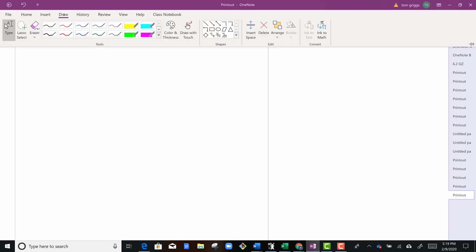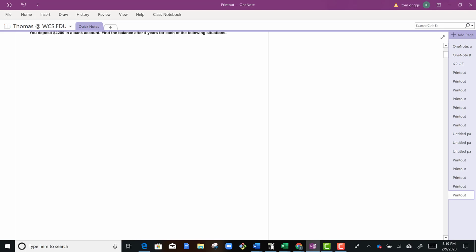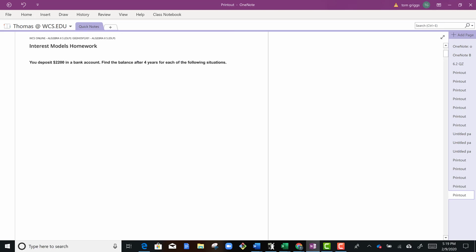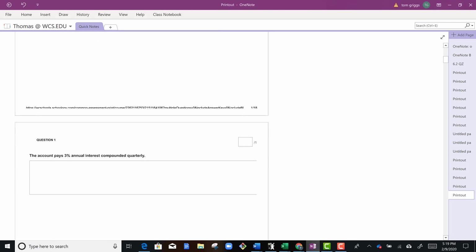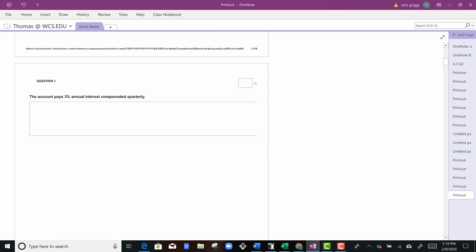All right, so I'm going to go through a few of these problems. The first one, you deposit $2,200 in a bank account. Find the balance after 4 years for each of the following situations. So question 1, the account pays 3% annual interest compounded quarterly.